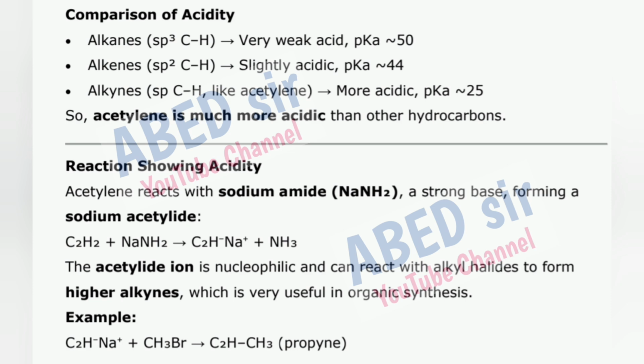Reaction showing acidity. Acetylene reacts with sodium amide, NaNH2, a strong base, forming sodium acetylide. HC≡CH plus NaNH2 gives HC≡CNa plus NH3. The acetylide ion is nucleophilic and can react with alkyl halides to form higher alkynes, which is very useful in organic synthesis. Example: HC≡CNa plus CH3Br gives CH3-C≡CH, propyne.